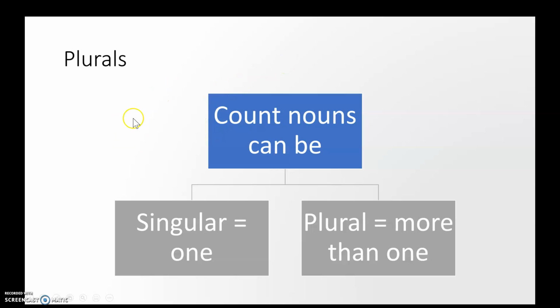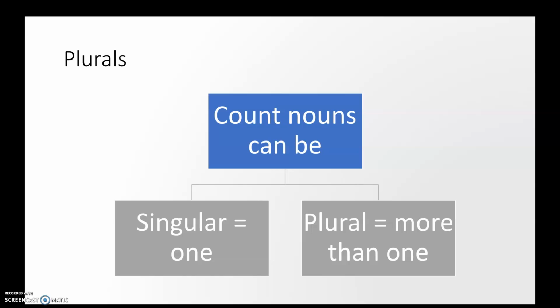So now we're going to talk about plurals, and then we're going to talk about possessives. And these are another couple areas where a lot of students struggle. Both plurals and possessives are indicated by adding s. So it can be kind of confusing, but they function very differently.